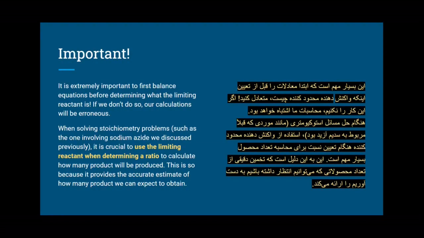We should always remember to balance chemical equations before attempting to determine what the limiting reactant is. If we don't do so, we risk our calculations being incorrect. Additionally, when we need to solve a stoichiometry problem, it is always a good idea to use the limiting reactant's quantities as reference to calculate the amount of product that will be produced.